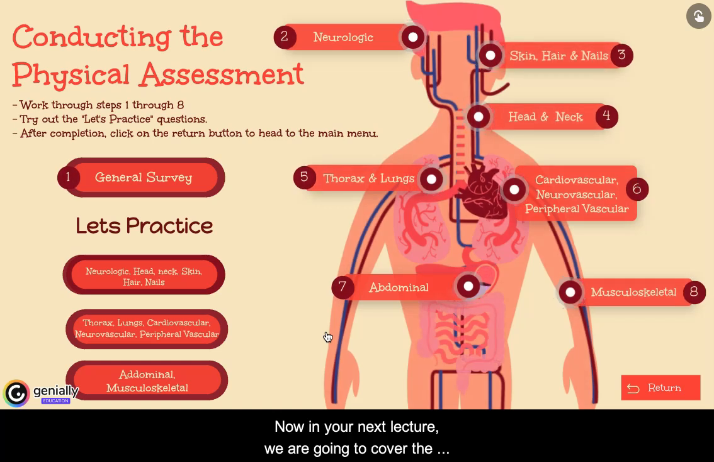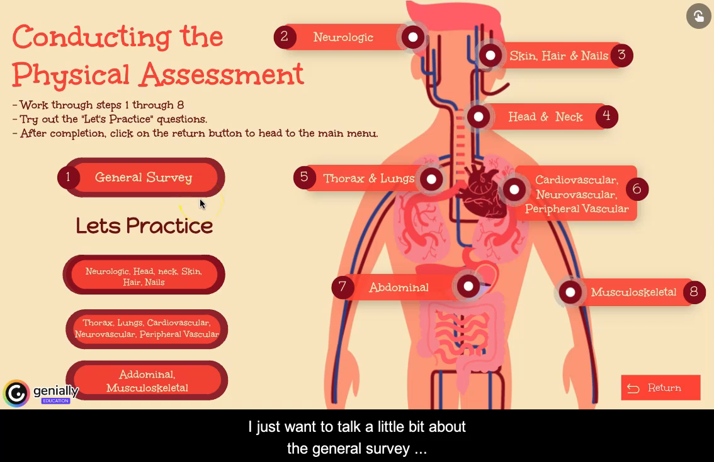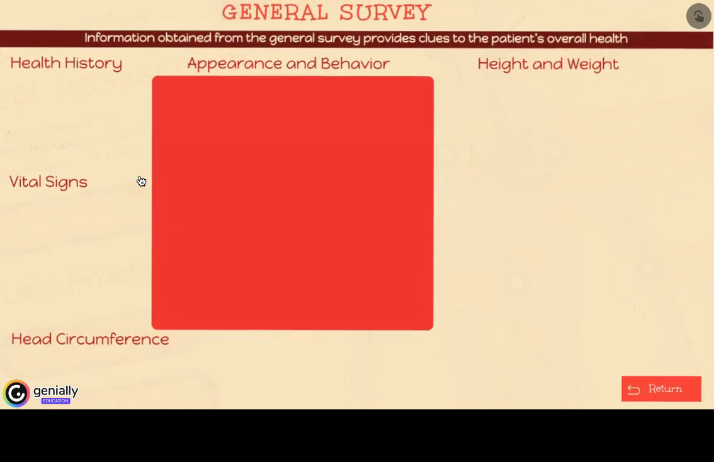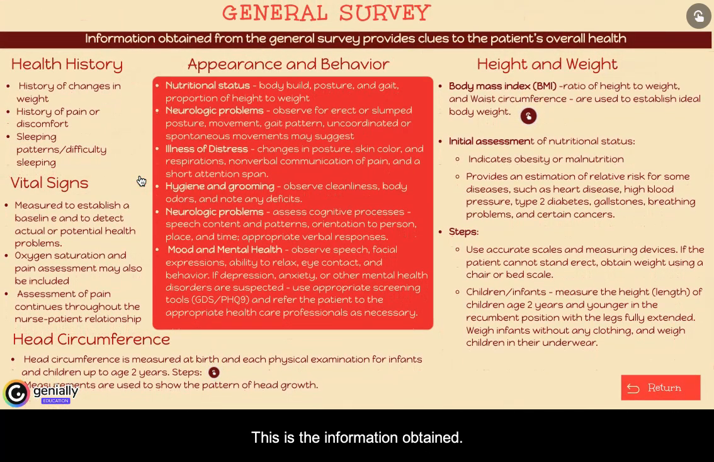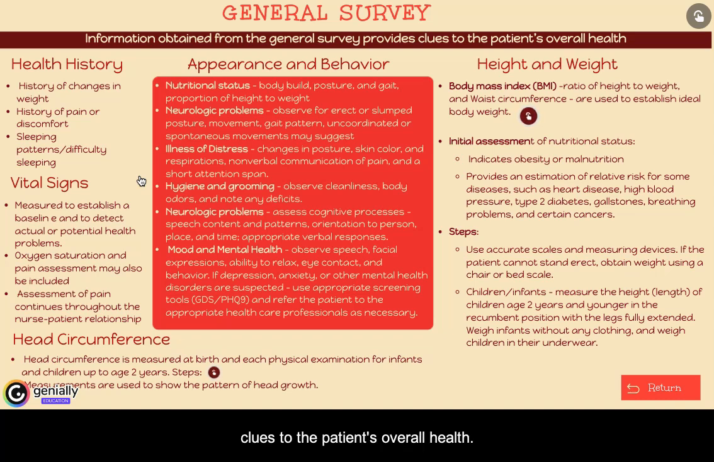Now, in your next lecture, we are going to cover the head-to-toe assessment. On this sheet, I just want to talk a little bit about the general survey, which we're going to be covering. What is the general survey? The information obtained from the general survey provides clues to the patient's overall health. It gives you a broad picture of the patient.